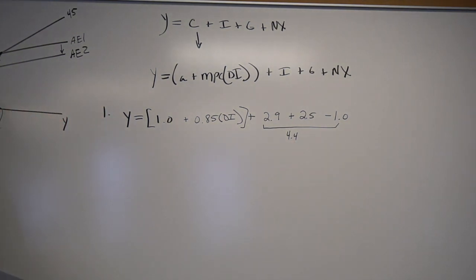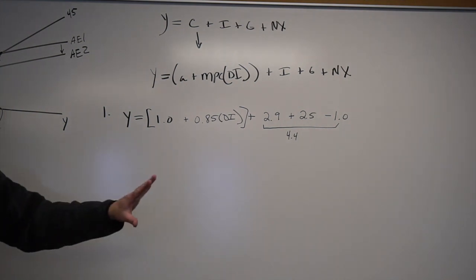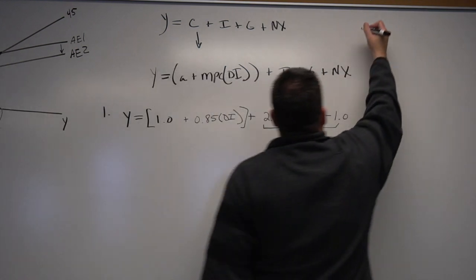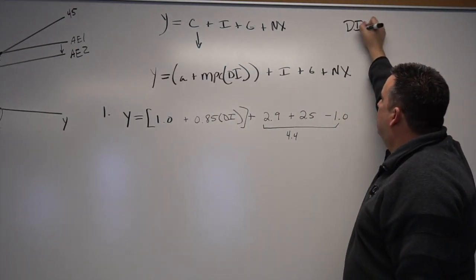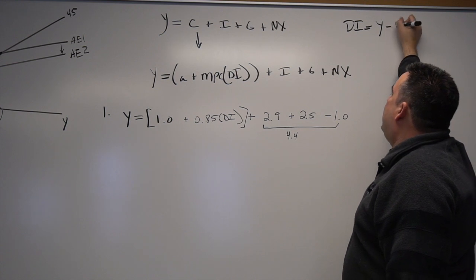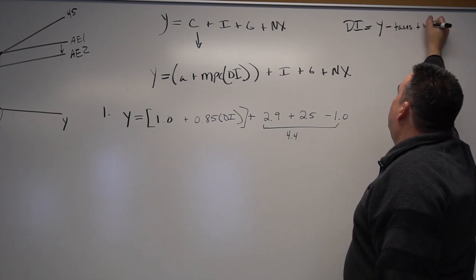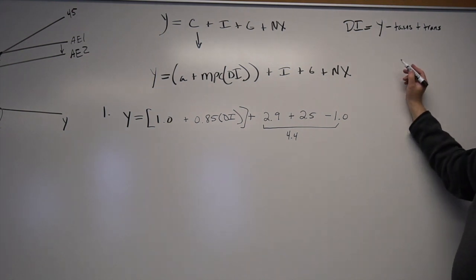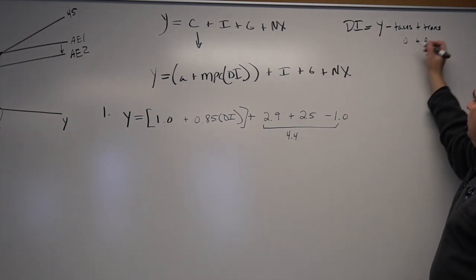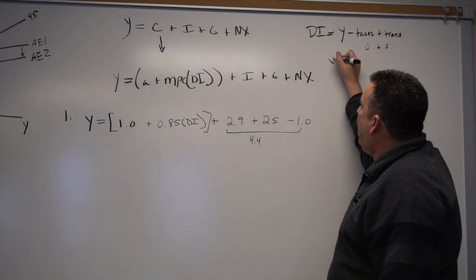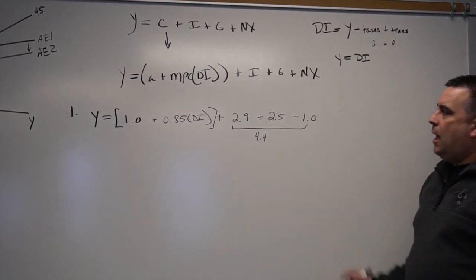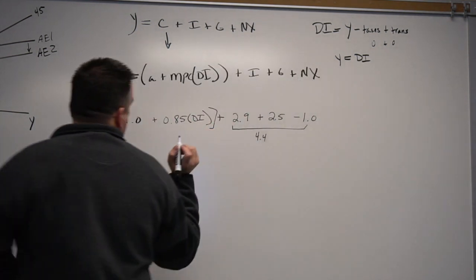Now, in the question, it gave me a value for taxes and transfers, and it said they were both 0, right? So if I know that my equation for disposable income, just putting it up here as a reminder, was y minus taxes plus transfers, I end up having a disposable income of y minus 0 plus 0, or in this problem, I have y equal to DI. I'm going to take that information and plug it in right here.